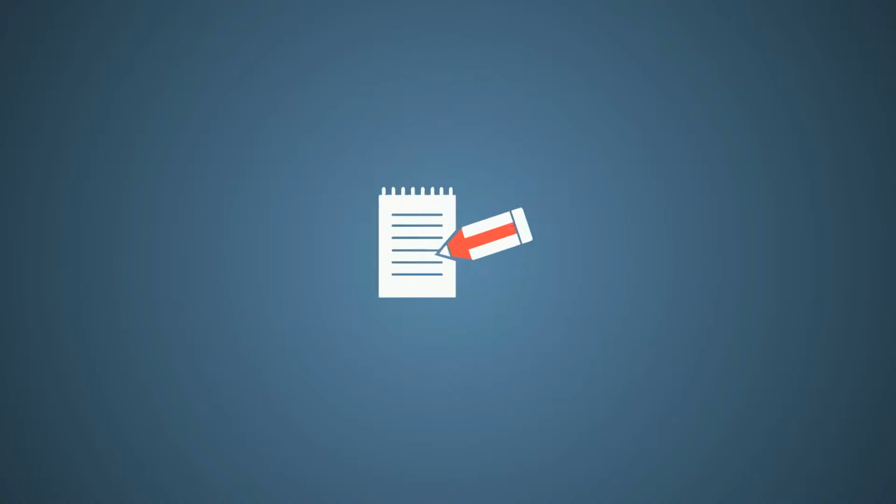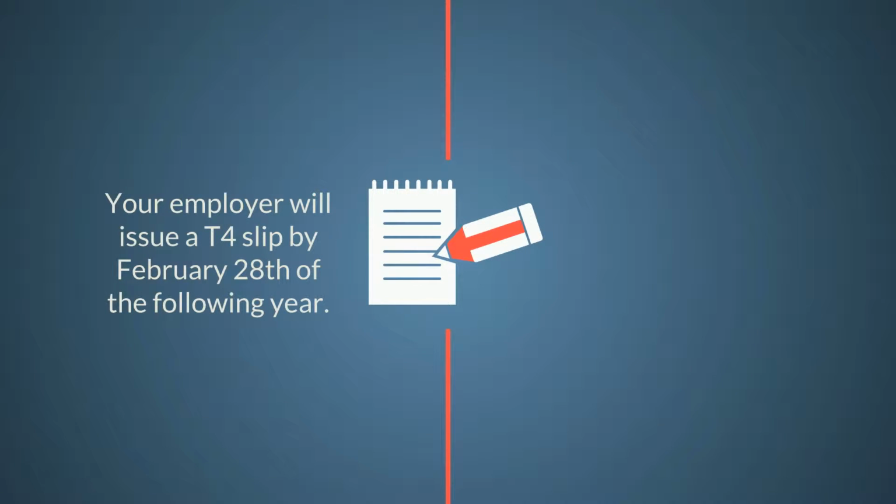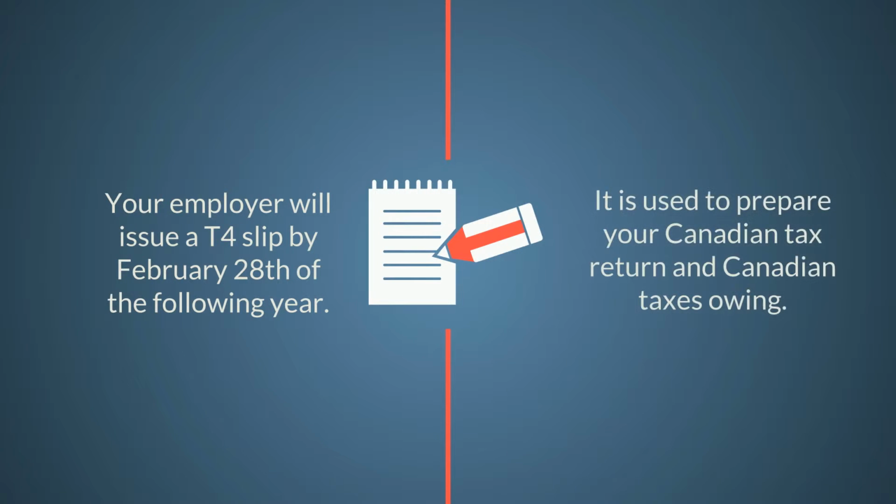Number 2. Statement of employment earnings. Your employer will issue a T4 slip, which is a statement of Canadian employment earnings, similar to a W-2 in the U.S. This will be issued to you by February 28th of the following year. The T4 slip is used to prepare your Canadian tax return and to calculate Canadian taxes owing.